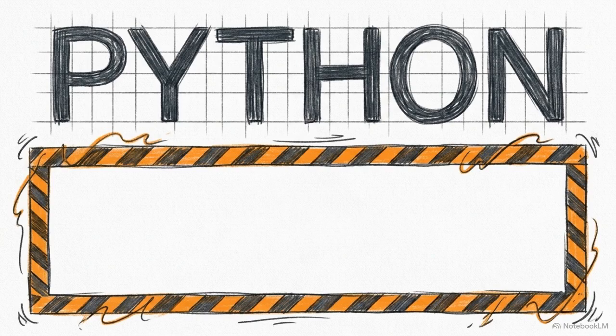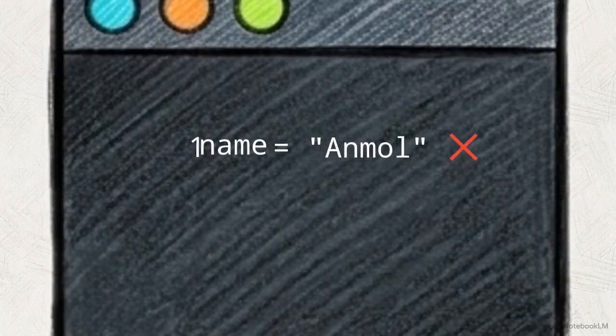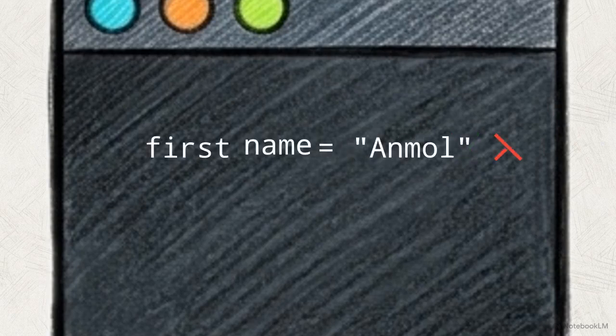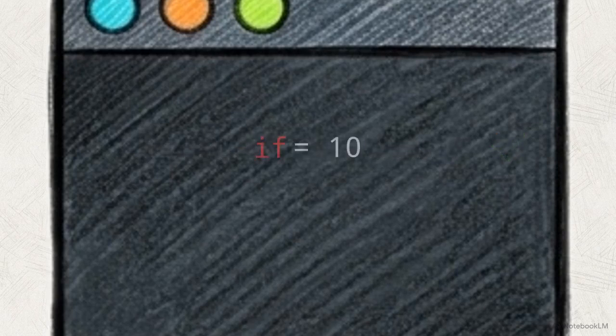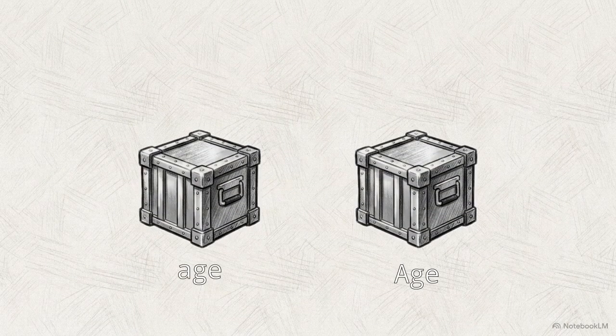Rule 1. Variable names contain letters, numbers, and underscores, but cannot begin with a number. Rule 2. Spaces aren't allowed. To separate words, use an underscore. Rule 3. You cannot use reserved Python keywords like if or else as names. Rule 4. Python is case-sensitive, so age in lowercase and age with a capital A are two completely different containers. Following these naming conventions consistently prevents the most common syntax errors that forcefully stop a program from running.